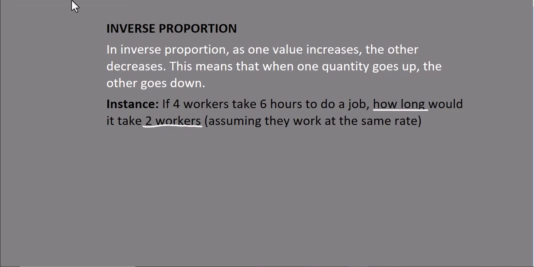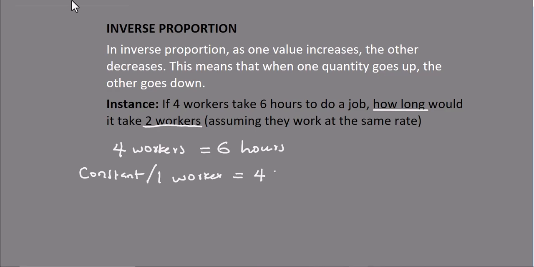So let's start. 4 workers do this work in what? In 6 hours. Remember, our central focus is workers. For one worker to do this work, or I can say a constant slash one worker. Obviously, if one person is doing this work, it's going to take more time, because if 4 people take 6 hours, logically, one person is taking more hours.